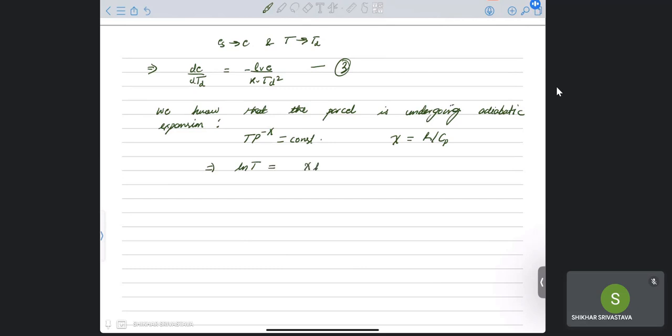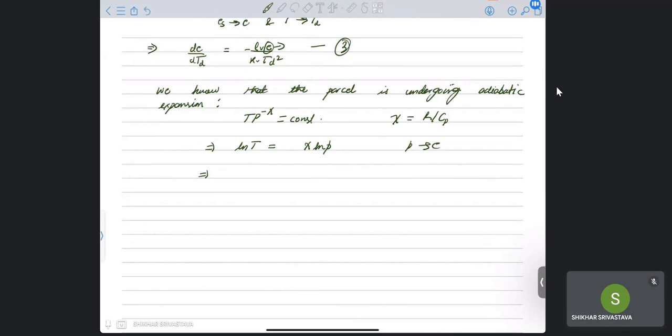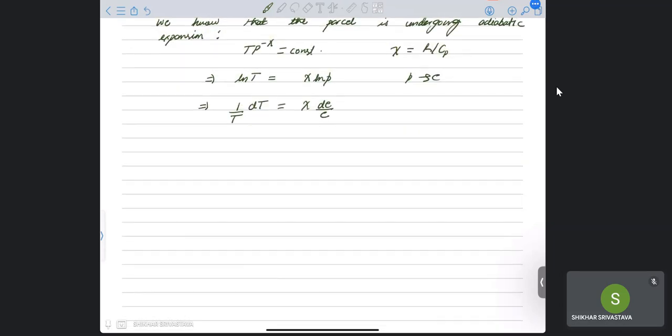So you'll get chi log P. Now P is pressure, but here we are talking about the vapor pressure, so we can just replace P with E. Just differentiate this equation. If we differentiate, we'll get 1 upon T dT equals chi, which is a constant and so comes out of the differentiation, times dE by E. Therefore, we can write dE by E is equal to 1 upon chi dT by T. This is equation 4.